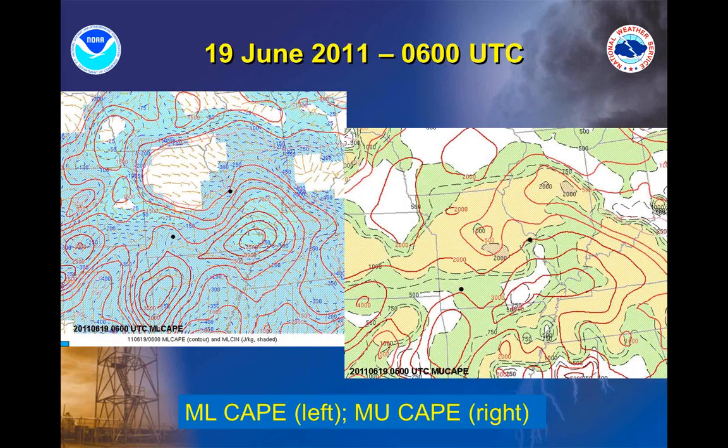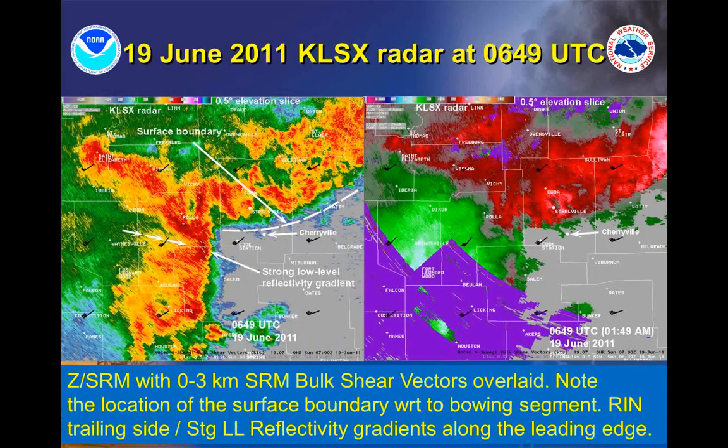So, again, the surface boundary was just north, somewhere to the north of this area across the south of St. Louis here and also further on to the west here. So you guys can see we're to the south of the surface boundary here. Okay, next slide.